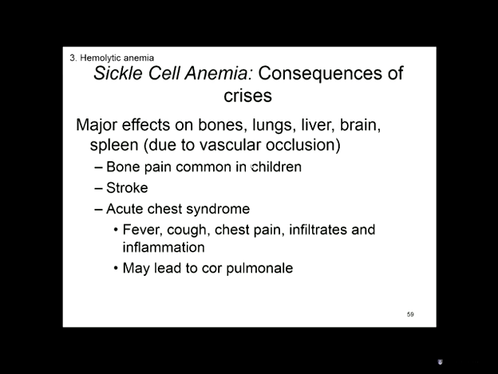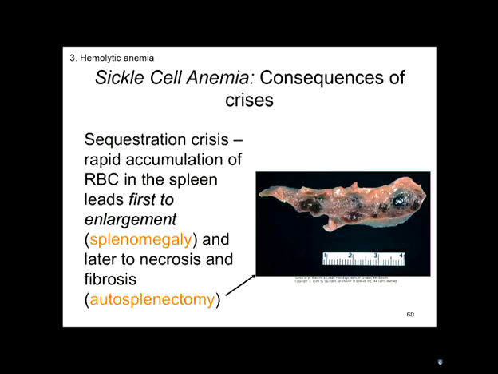And then, of course, if the lungs are affected, you can end up with, obviously, cough, chest pain, infiltrates and inflammation in the lung. And this can lead to cor pulmonale, which is an important sequela to remember of a sickle cell crisis. Okay, you probably heard about this in the cardiovascular and pulmonary lectures. Okay? All right, so very serious problem, very, very serious problem. So what do we do?